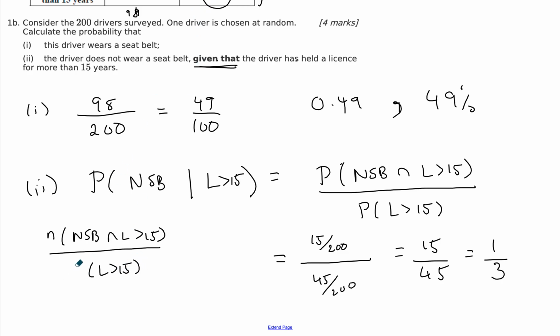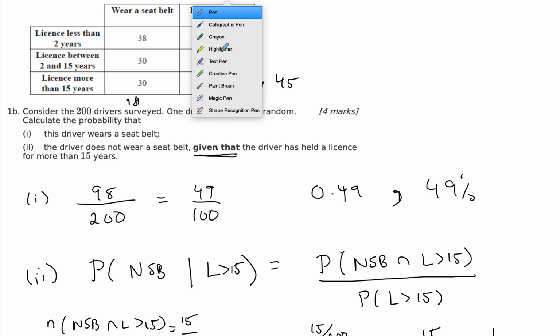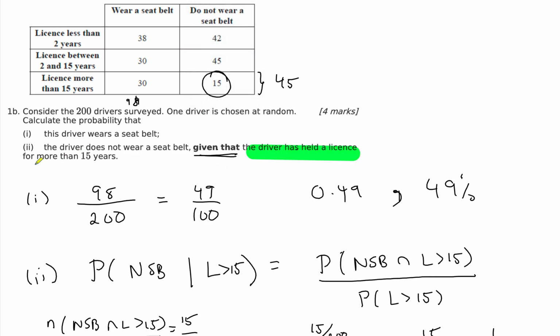So you replace the p with an n, and you just look at the number of values you have in this intersection, which is 15, and the number of values you have in this category, which is 45, which is what we get. Because you'll always end up dividing by the whole denominator, since it's going to be the same denominator. Another way to think about it is that given that he has a driving license more than 15 years, we are already in this section. So from this section, the 45 divided by 45, how many of them do not wear seatbelts? It's 15. So it's going to be 15 divided by the whole thing, 45.